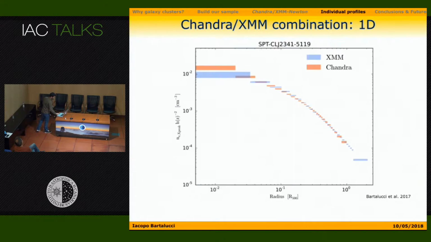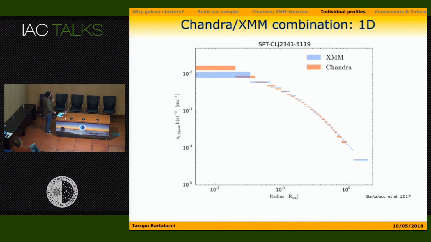Okay. Then we perform the 1D analysis. So what we have done is we define the center, for example, the X-ray peak. We define some concentric annuli, and we measure the density in each annulus. So what you see here is the density profile as a function of radius, measured by XMM in blue and by Chandra in red. And what you can see is that there is a very good agreement between the two density profiles, as I already showed in our previous paper.